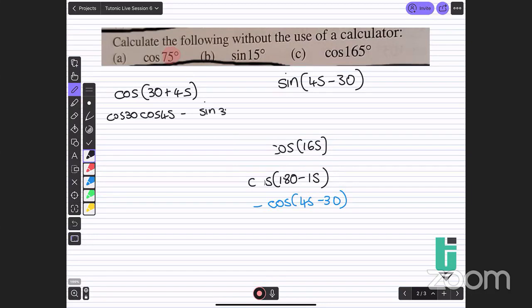You guys are saying this by heart, I'm assuming. Yes, we are. I told you guys, just memorize it, it becomes so much easier. Okay, cos 30 is equal to root 3 over 2. Cos 45 is root 2 over 2. Sin 30 is a half. If you type in your calculator, it gives you that. You also have the triangle, so it's 1 over root 2.